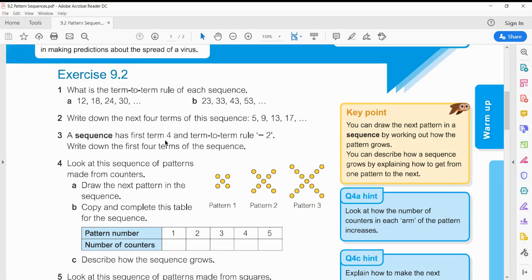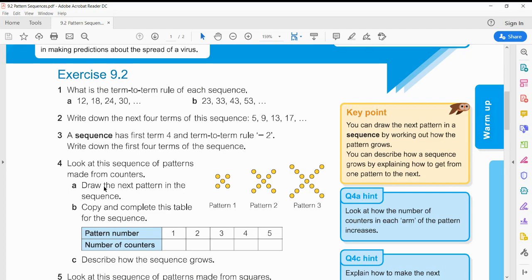Sequence has the first term 4, and the term-to-term rule of -2, take away 2. First 4 terms, so the first term is 4 given to us, take away 2, take away 2, take away 2 to get the next 3 terms, and you'll be in the minus numbers then.